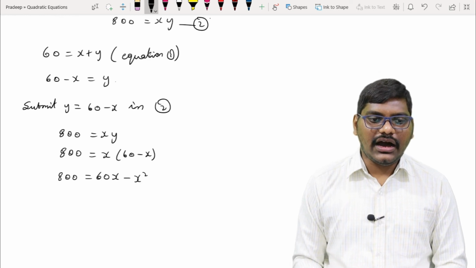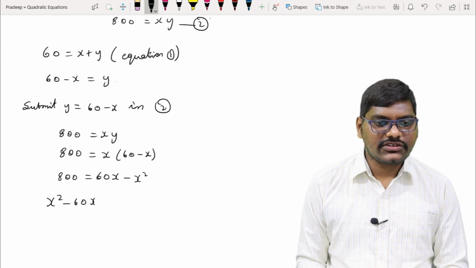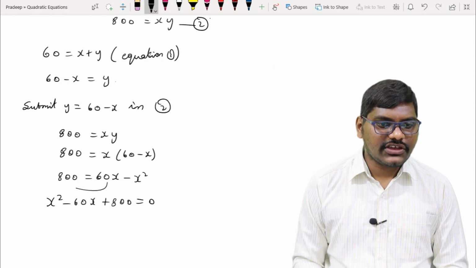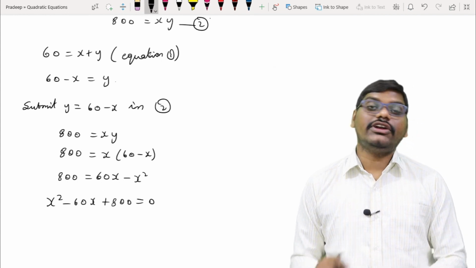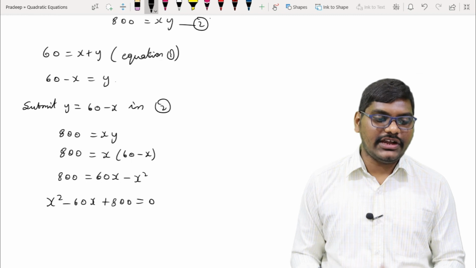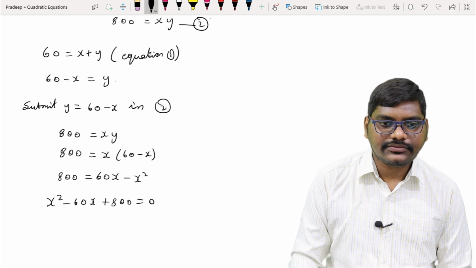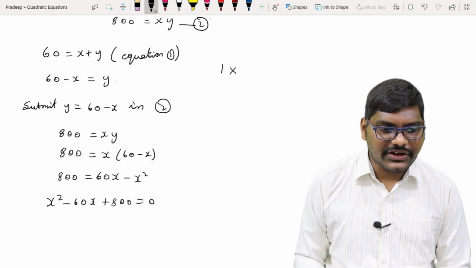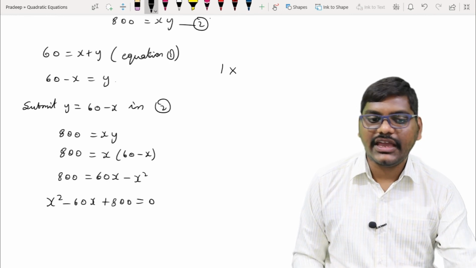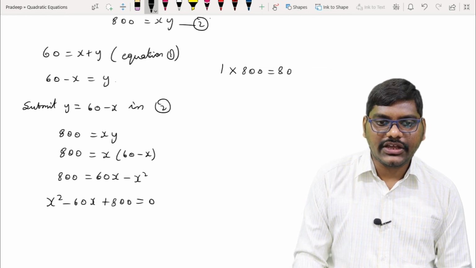If I bring both of these terms to this side, let's see what we get. This is x square minus 60x plus 800 equal to 0. I brought x square to that side and 60x also to that side. So this is the quadratic equation we got. Now we'll find the roots of this quadratic equation. Here the coefficient of x square is 1 and the constant is 800. We take both of them and multiply: 1 into 800 is 800.